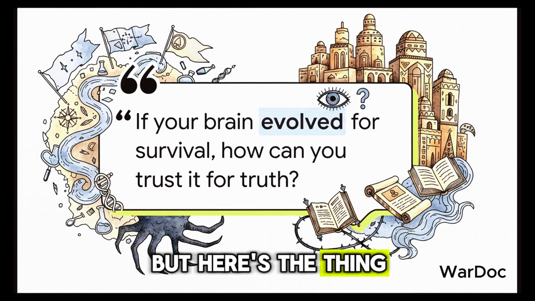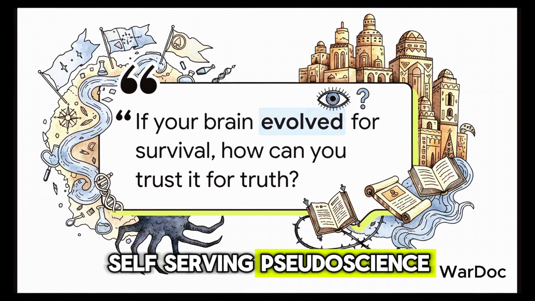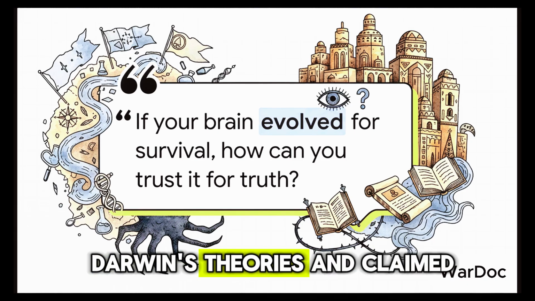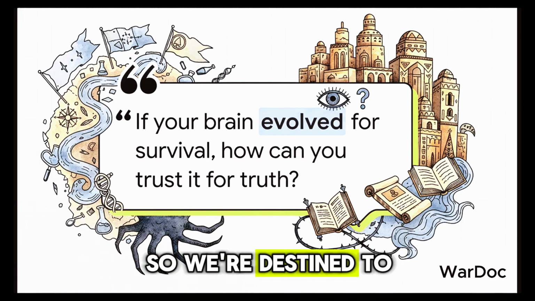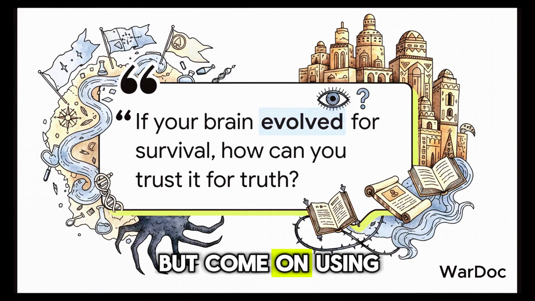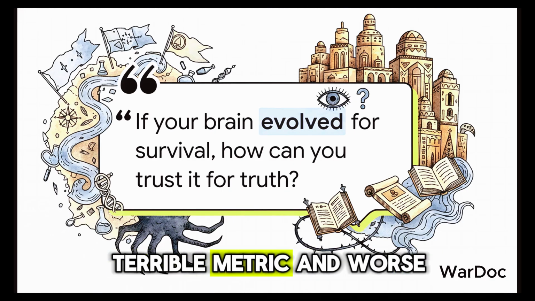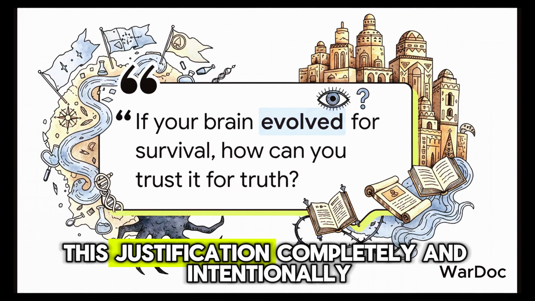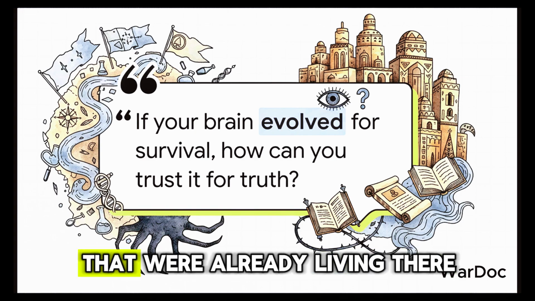But here's the thing. To justify carving up an entire continent, Europeans leaned on this twisted, self-serving pseudoscience. They pointed to Charles Darwin's theories and claimed, well, Europeans are simply the fittest to survive, so we're destined to rule the world. But come on, using basic survival instincts to determine universal truth? Terrible metric.